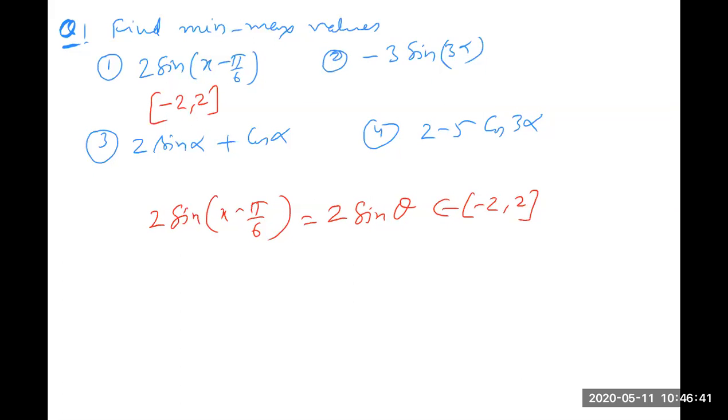Now, question number 2, what will be the answer? Minus 3 to 3. Yes, correct. So this is minus 3 sine theta. Again, when sine theta is minus 1, this will become plus 3, and when sine theta is plus 1, it will become minus 3. That means here the answer will belong to minus 3 to 3.